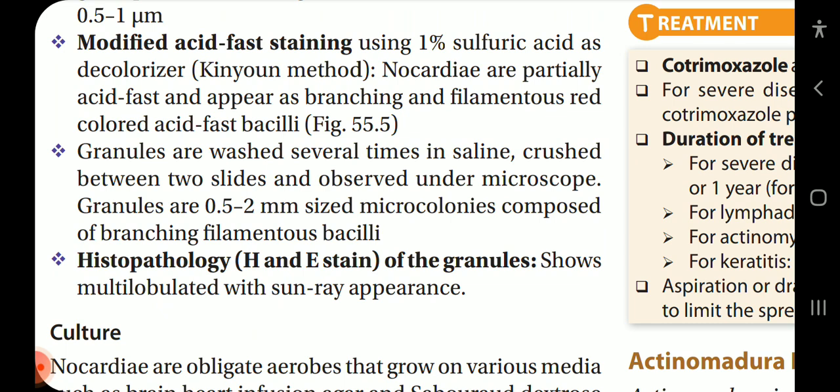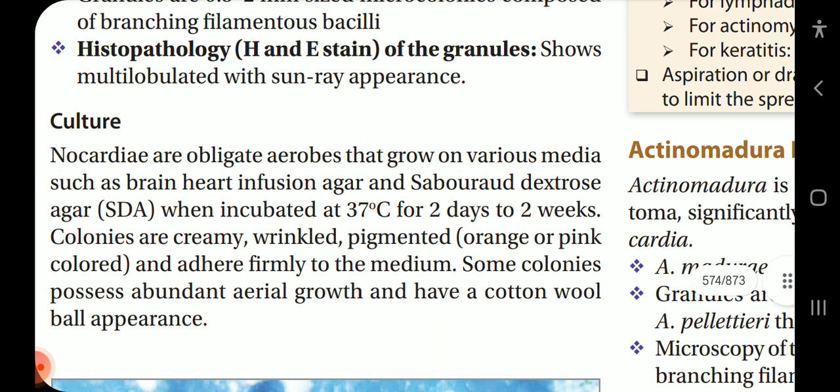Granules are washed several times in saline, crushed between two slides and observed under the microscope. Granules are 0.5 to 2 mm sized microcolonies composed of branching filamentous bacilli. Histopathology: H&E stain of the granule shows multilobulated granules with sun ray appearance.